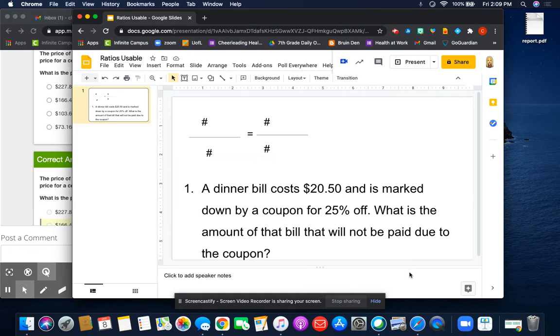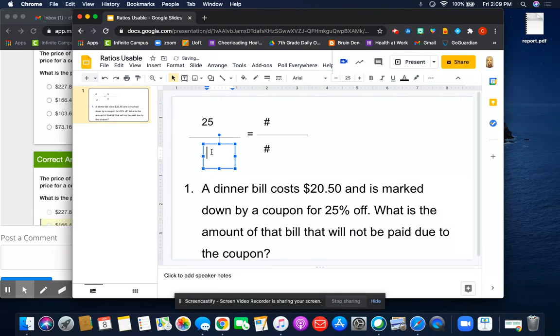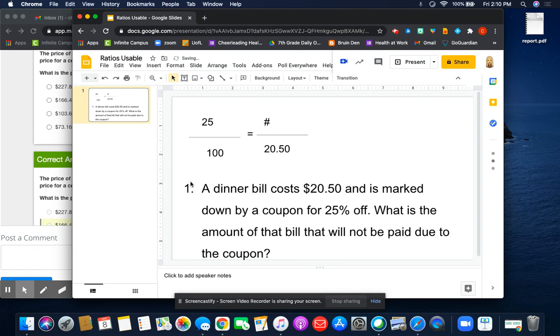All right, and our last problem, problem 15. So we had a dinner bill costing us $20.50. It is marked down by a coupon. We're getting 25% off. What a bargain. That percent goes over 100. And our total cost was $20.50. Think about your dream vacation project. This is what we did on our, I think your meals were discounted.